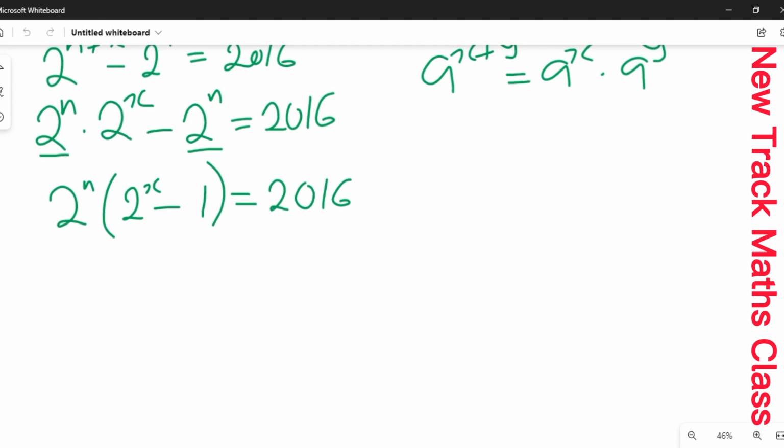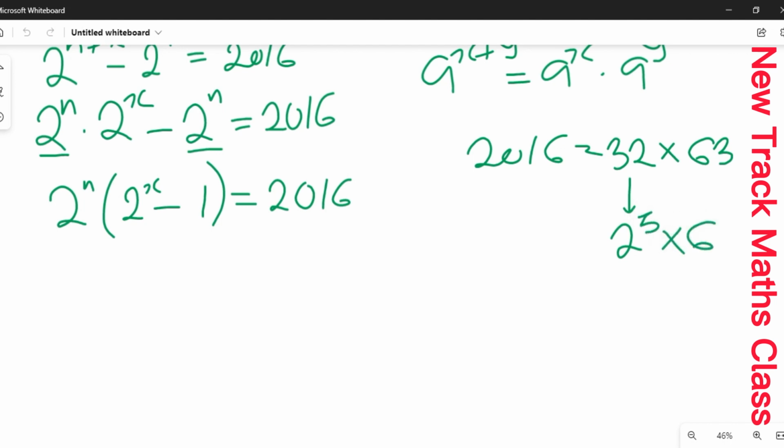Having gotten to that part, we want to now break 2016 into smaller terms. Remember, the factors of 2016 include 32 times 63, which will give us 2016. Now, 32 can give us 2 raised to power 5. So 2 raised to power 5 multiplied by 63 will give us the value 2016. So let's impute this simplified factor into that expression.